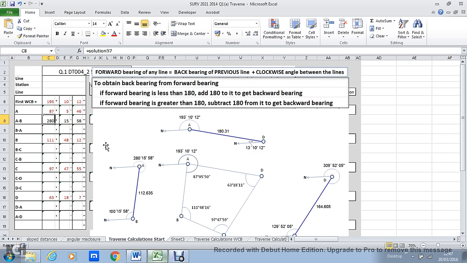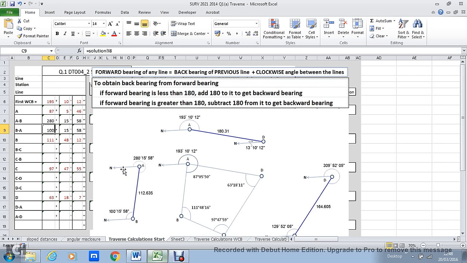The next thing we need to do is to obtain the backward bearing B back to A. Basically the rule is, if the forward bearing is less than 180, we add 180 to get the backward bearing. Or if, as in this case, the forward bearing is greater than 180, we subtract 180 from it. So if we subtract 180 from this, it's obviously 100 degrees, 15 minutes and 58 seconds. And you can see that that is the clockwise angle.